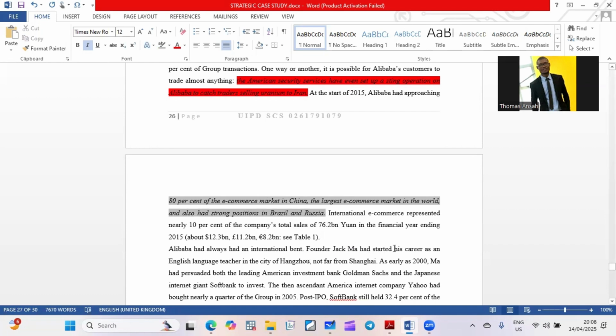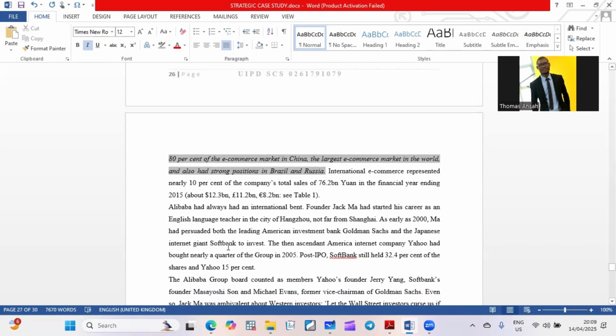Founder Jack Ma started his career as an English language teacher in the city of Hangzhou, not far from Shanghai. As early as 2000, Ma had persuaded both the leading American investment bank, Goldman Sachs, and the Japanese internet giant, SoftBank, to invest. The then ascendant American internet company, Yahoo, had bought nearly a quarter of the group in 2005. Post IPO, SoftBank still held 32.4% of shares and Yahoo owned 15%.